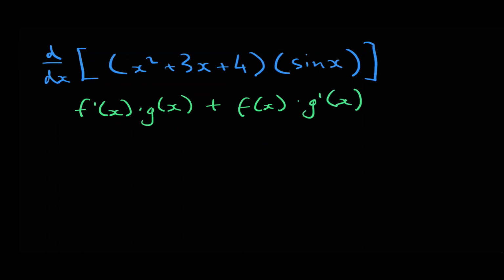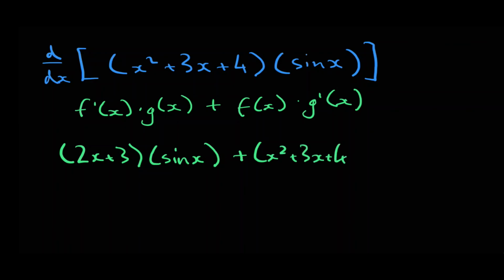And you can just assign f of x and g of x to either function. So for example, to find the derivative, we could do the derivative of x squared plus 3x plus 4, which using the power rule is just 2x plus 3, times sine of x plus x squared plus 3x plus 4 times the derivative of sine of x, which if you don't know, is just cosine of x.